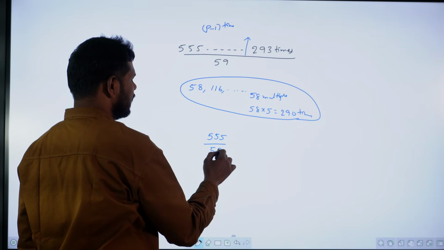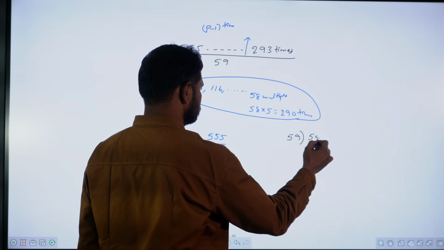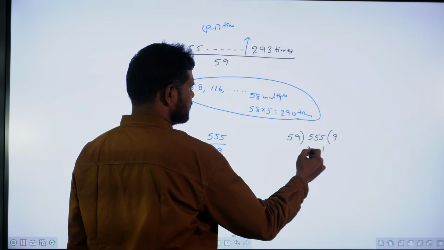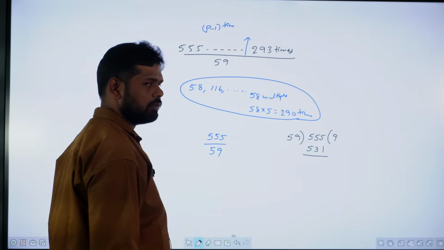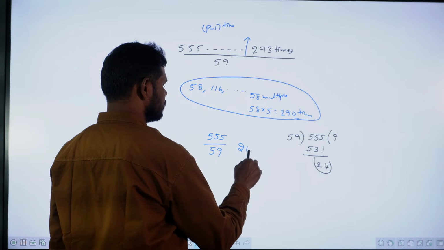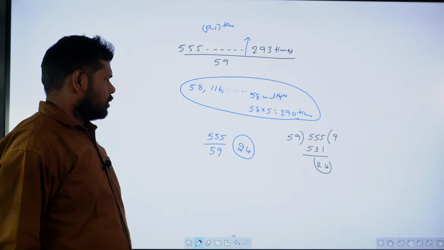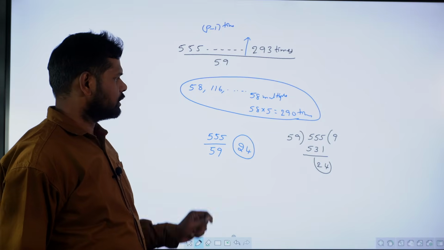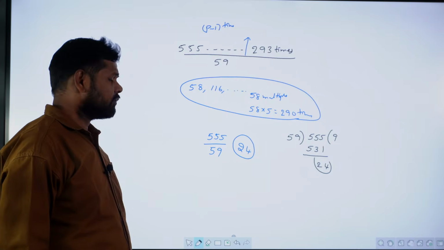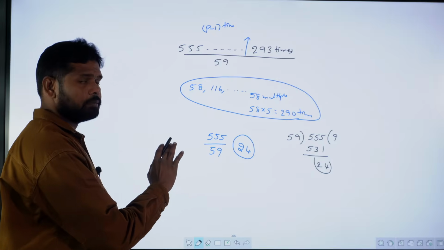So 555 divided by 59. 9 nines are 81, 9 fives are 45 plus 8, that's 53. So what is the remainder? We get remainder 24. Like that we are going to solve. Simple. So based on this case, we are going to solve. Very easy. Whatever questions are framed, we will go for it like this. Right. Next one. Okay.